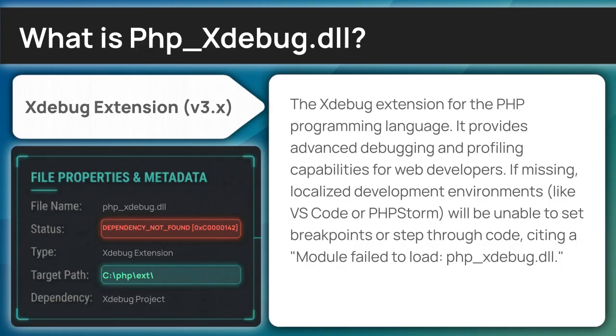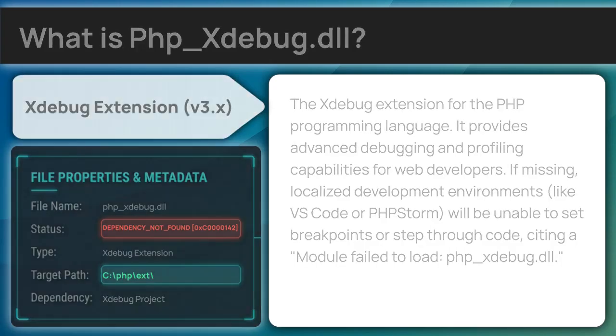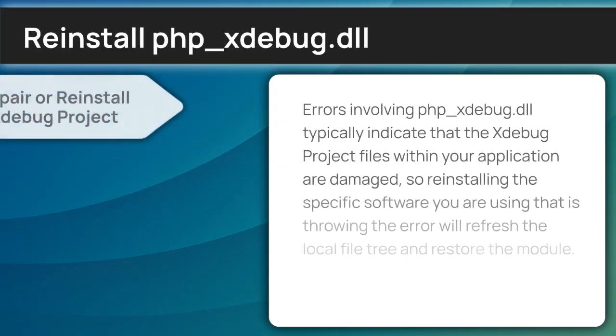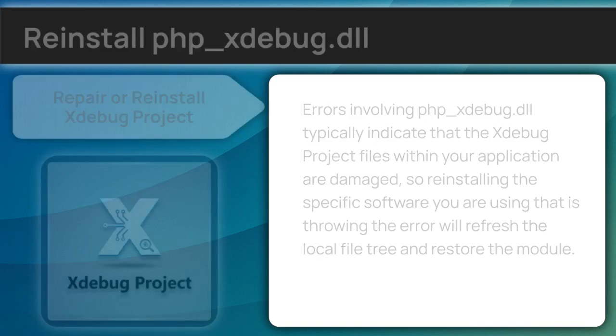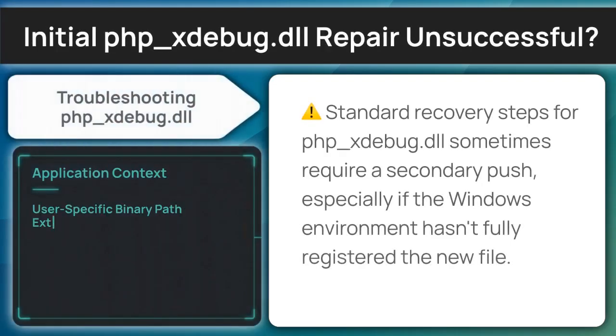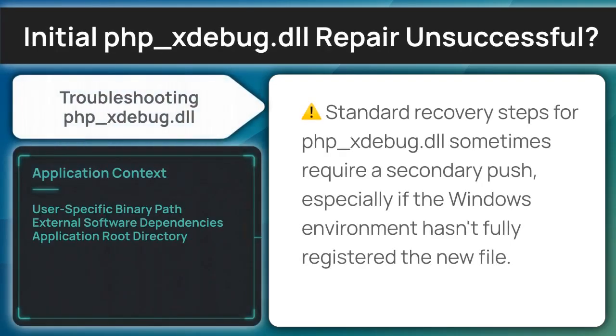Since we've covered what this file is, let's move to the primary fix. Errors involving PHP Xdebug module DLL typically indicate that the Xdebug project files within your application are damaged, so reinstalling the specific software you are using that is throwing the error will refresh the local file tree and restore the module.